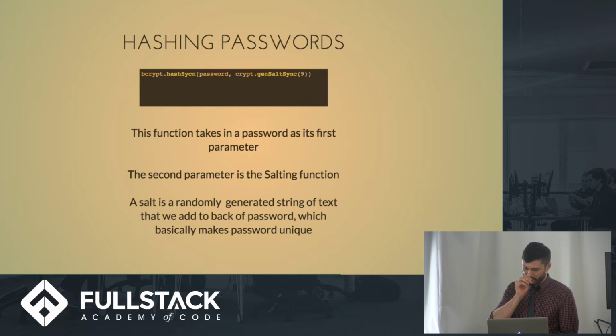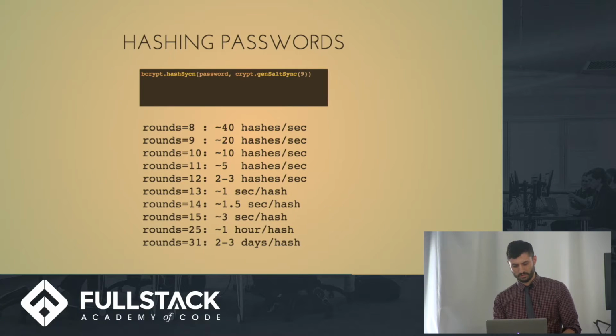The function takes in a password as its first parameter, and the second parameter is a salting function. And a salt is a randomly generated string of text that we add to the back of the password, which basically makes the password unique. So if there's a lot of users using the same password, salting it will make it unique and much harder to hack.